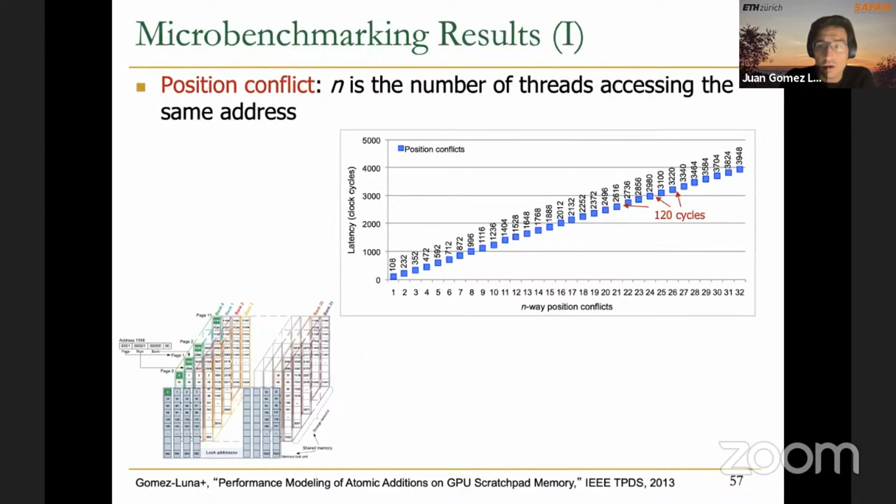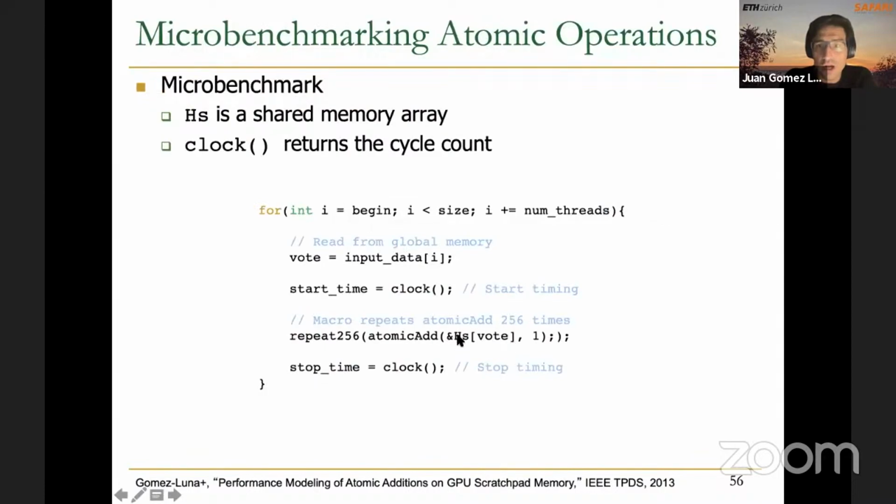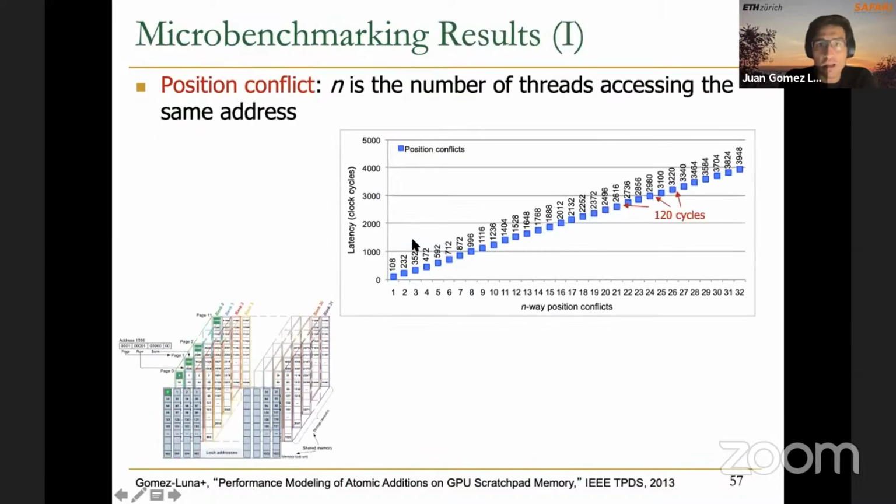And clearly we tried many different patterns here for these input data, and one of the patterns that we tried was a pattern with position conflicts, which means that we have more than one thread in the same warp that need to update the same shared memory location.